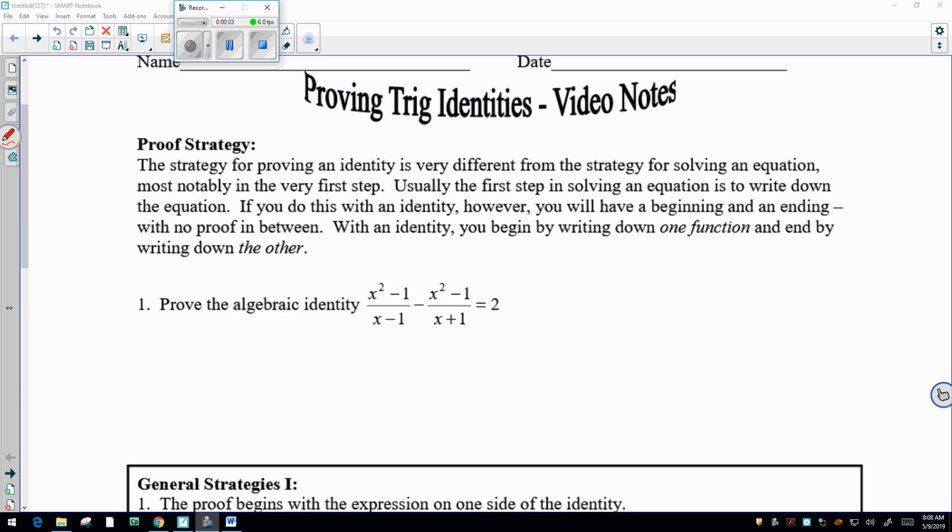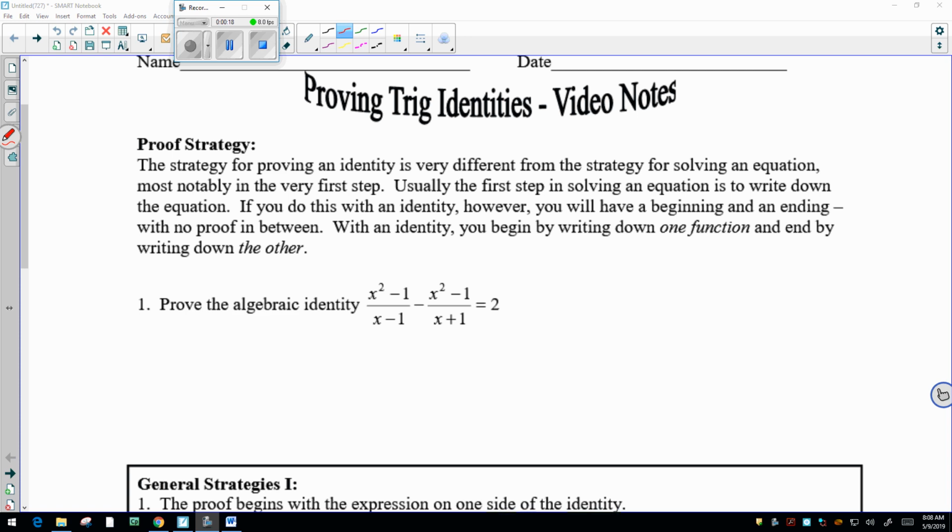So we are going to do a little bit more work with proving trig identities, maybe give you some different strategies. Right now we've done the get everything into sines and cosines strategy. We're going to do a little bit more. And we've done a bunch of just trying to simplify.